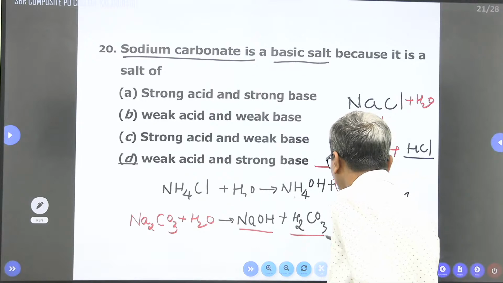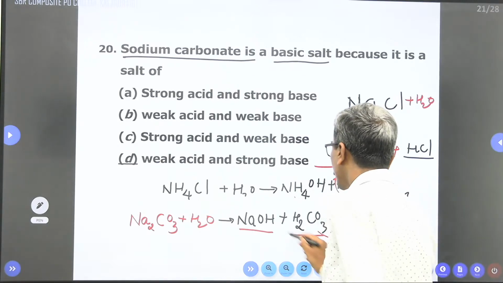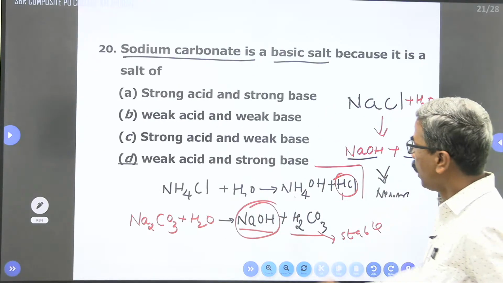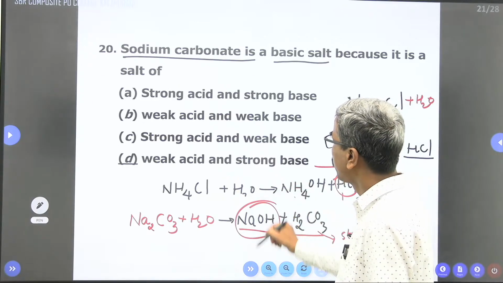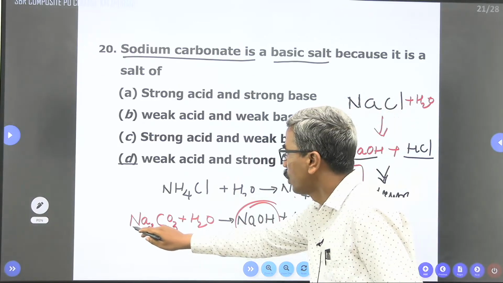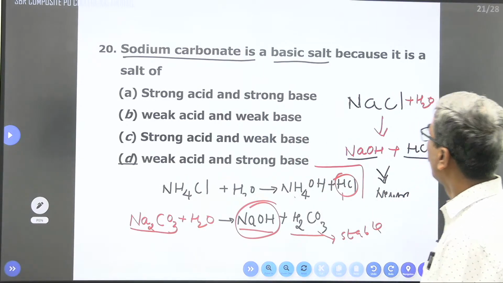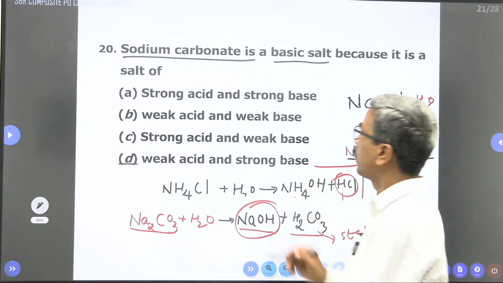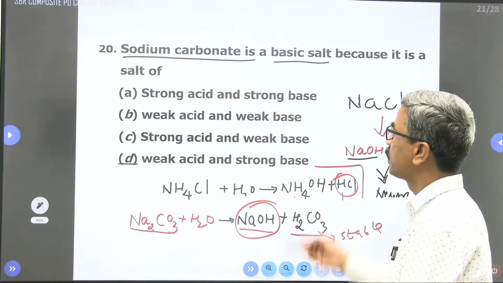This is not stable, so this compound will dissociate. Sodium hydroxide, being a strong base, will dissociate into its ions, and because of that, the sodium carbonate is basic. What is the reason? Because it is made up of a strong base and a weak acid, even unstable, and it is a weak acid.